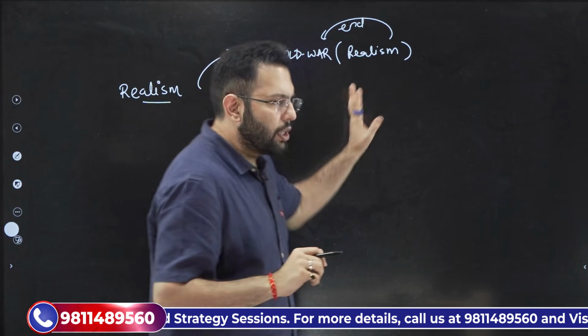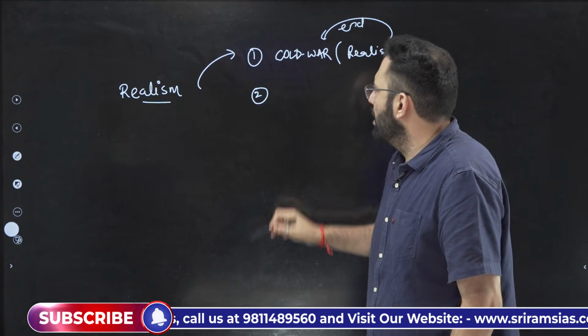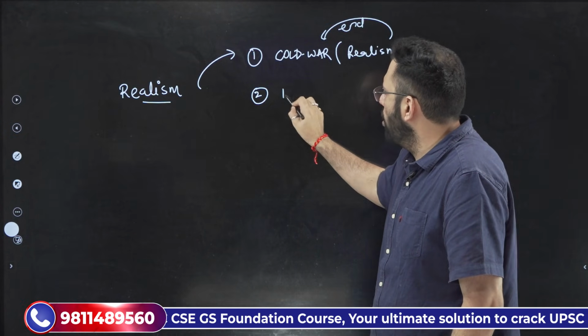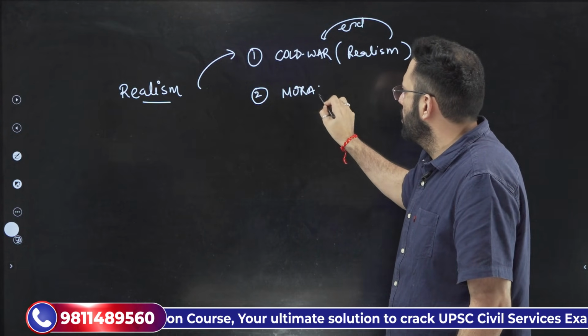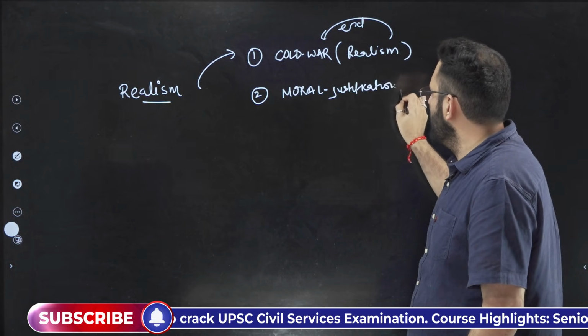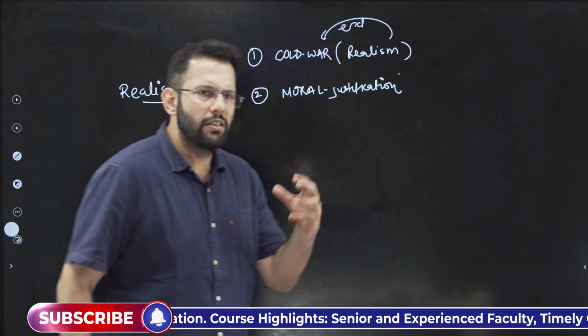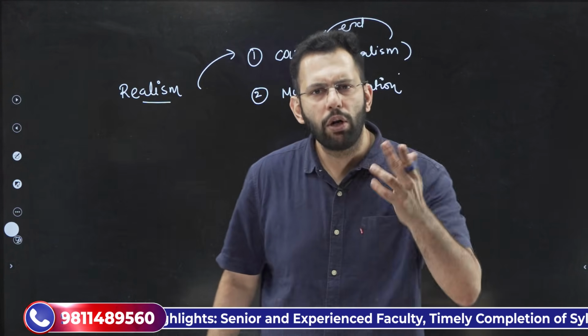So this is also a thing that we have to understand. Secondly, realism is also not morally justified. The moral justification is missing in realism. If we look at realism, it is not able to understand the moral justification.